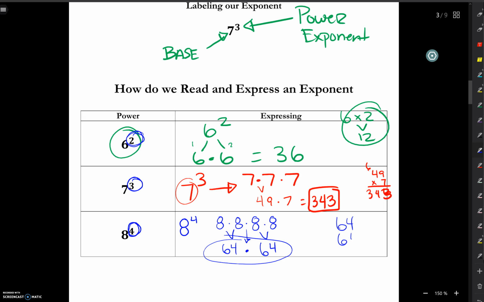And so 64 times 64. 4 times 4 is 16. 6 times 4 is 24, plus 1 is 25. I'm going to go ahead and start with the placeholder here. 6 times 4 is 24. 6 times 6 is 36, plus 2, 38. And so our answer would be 4,096.